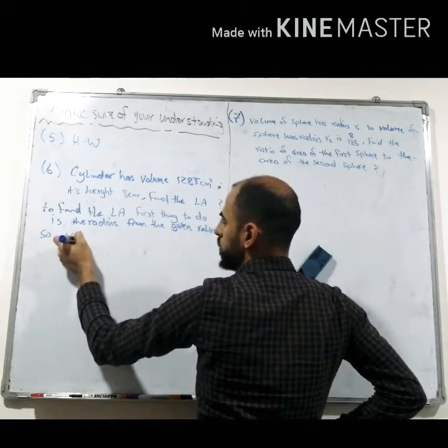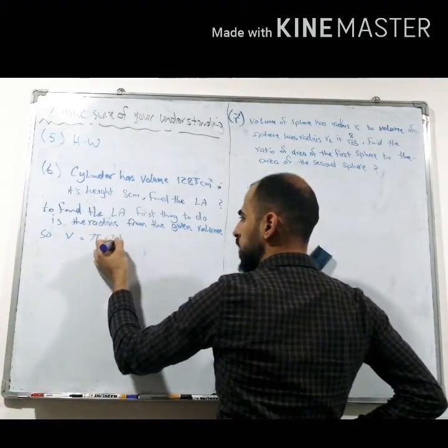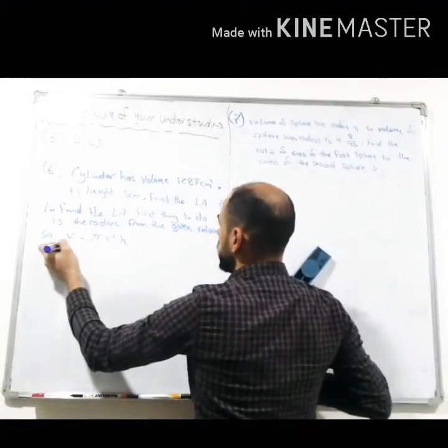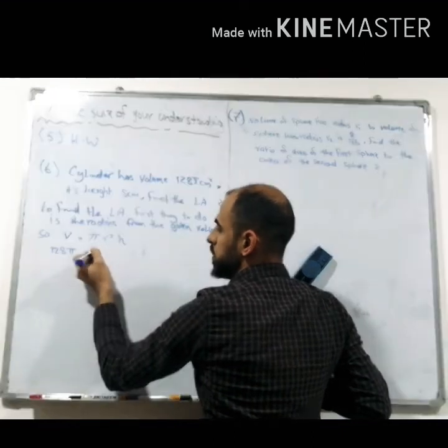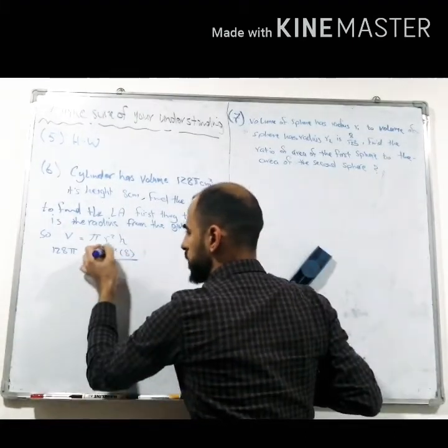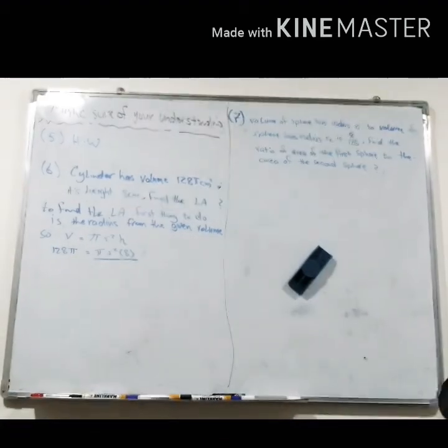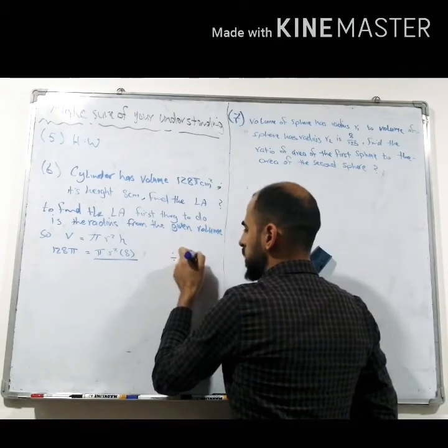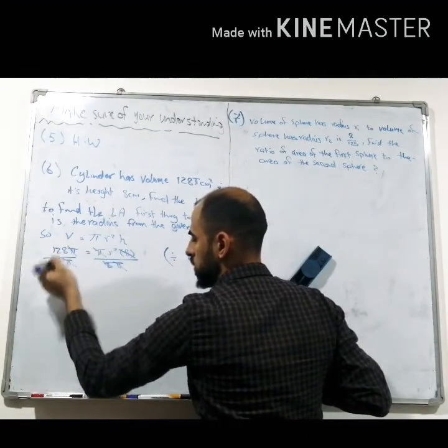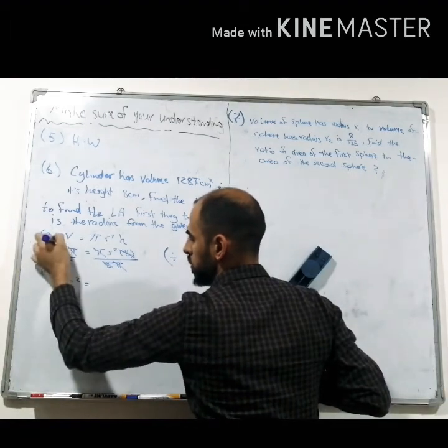So, volume of cylinder equals pi r to the power 2 h. Here we don't have to find the volume, because the volume is given, but we have to find the radius r. So substituting, the volume is 128 pi equals pi r to the power 2 multiplied by h, which is 8. The unknown is r to the power 2, so we divide both sides by the coefficient of the variable, which is 8 pi. Then r to the power 2 equals 16.